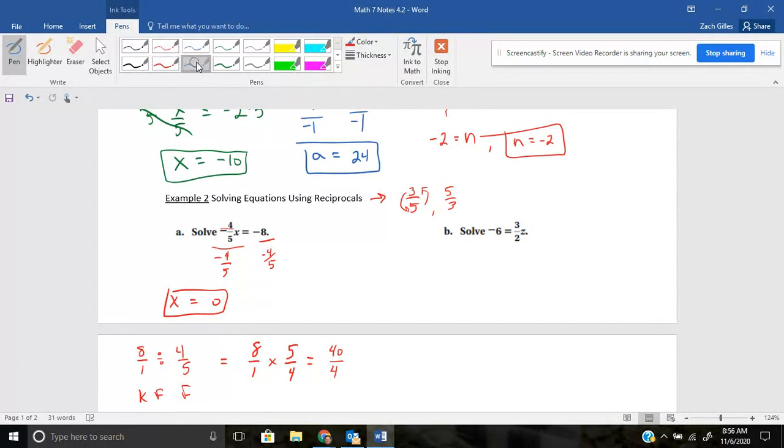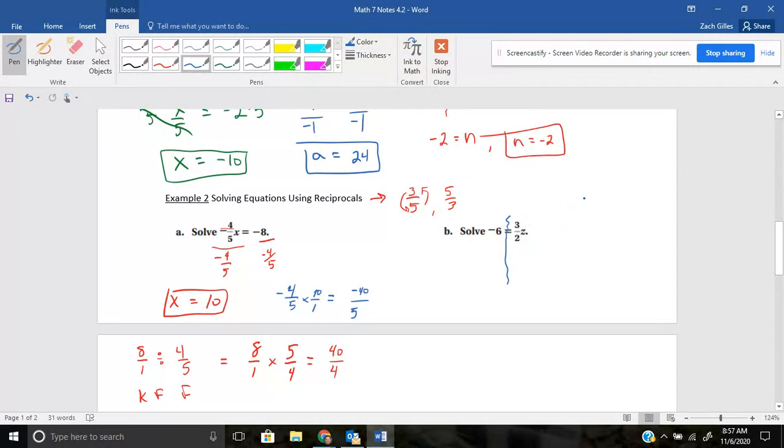Again, let's double check this. Negative 4/5 times, whoops, I lost my 1 there. 10. Negative 4/5 times 10. What is that? Well, negative 4 times 10 is negative 40, over 5 times 1 is 5. And what's negative 40 divided by 5? Well, that would be negative 8. So we're correct.